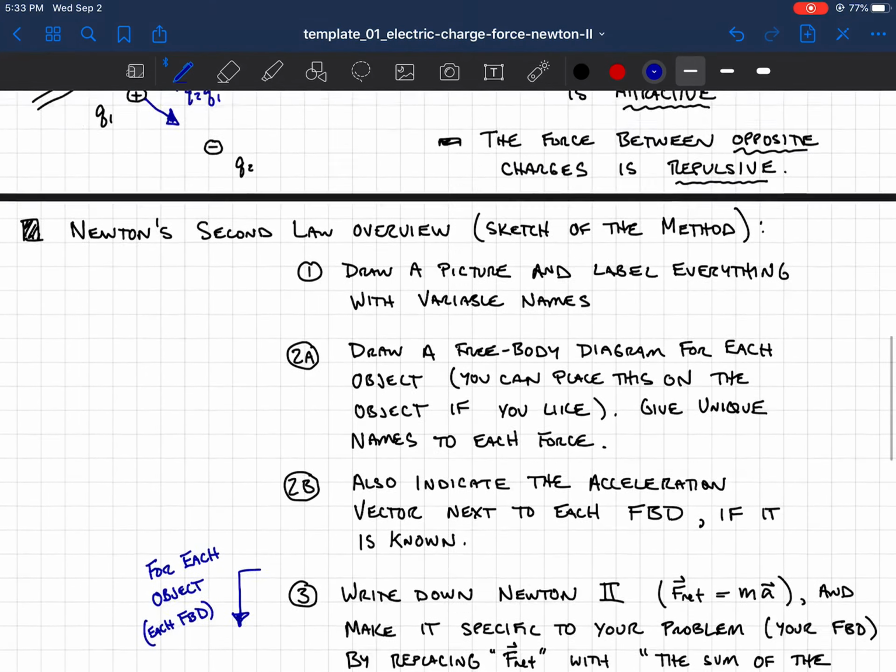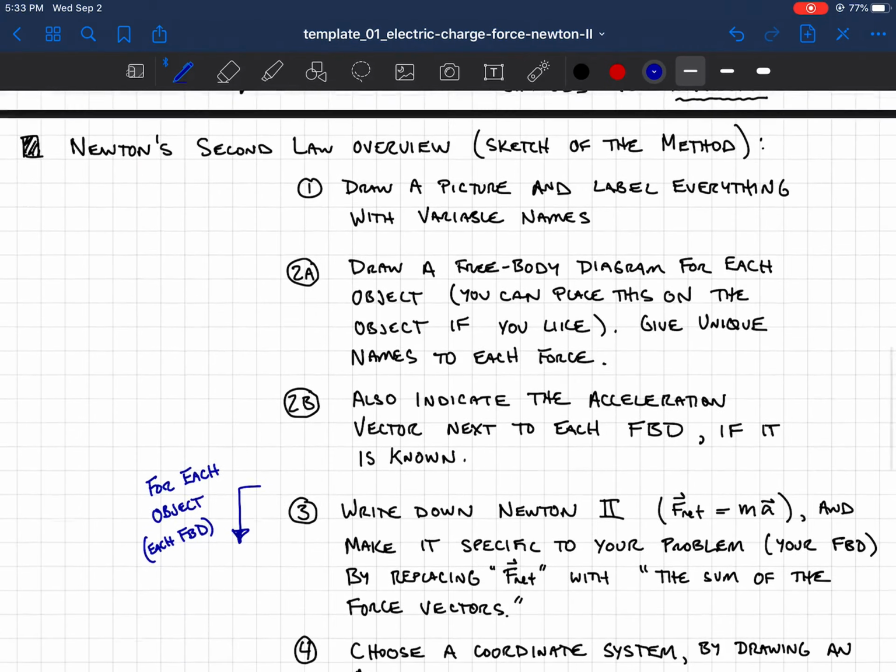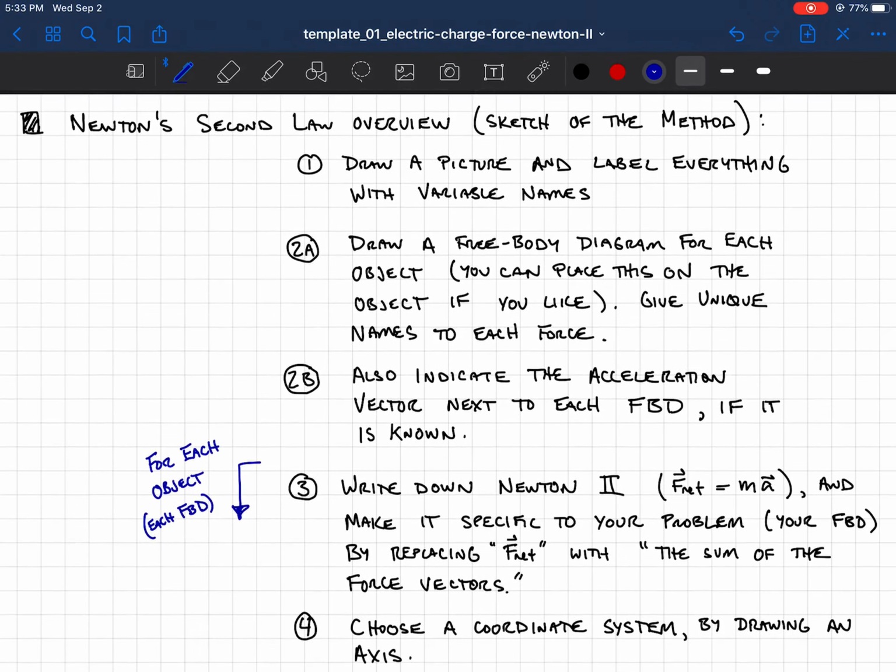So, now that we know what that force is, let's go on to talk a little bit about Newton's second law. Newton's second law, as you remember from last semester, is F equals ma, but it's actually, of course, a vector equation. It's the net force on an object is equal to the mass of that object times the acceleration of that object as vectors.